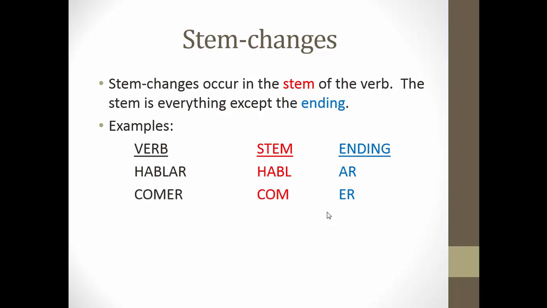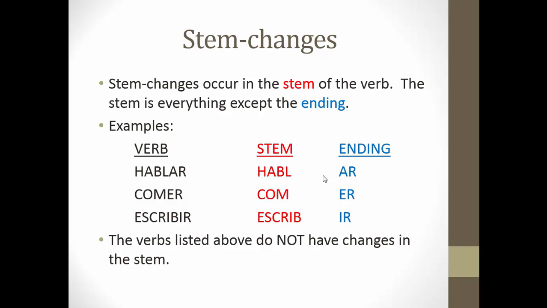Comer, the ending is ER. Everything that's left is COM, and so COM is the stem and ER is the ending. And escribir is an IR verb, so the ending for escribir is IR, and the stem is ESCRIB. The verbs listed above do not have changes in the stem, so you have never changed anything in the stem when you conjugate. All right, pause the video and fill out parts A and B of your note guide at this time.